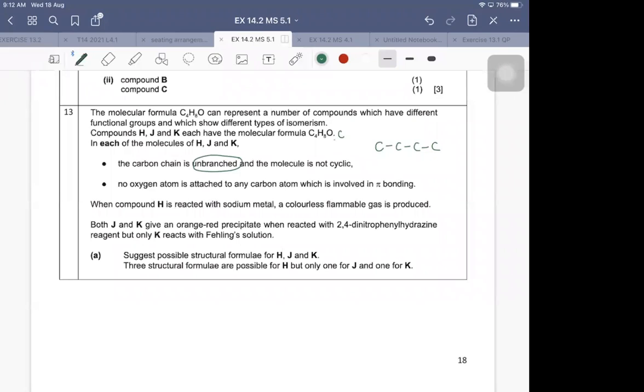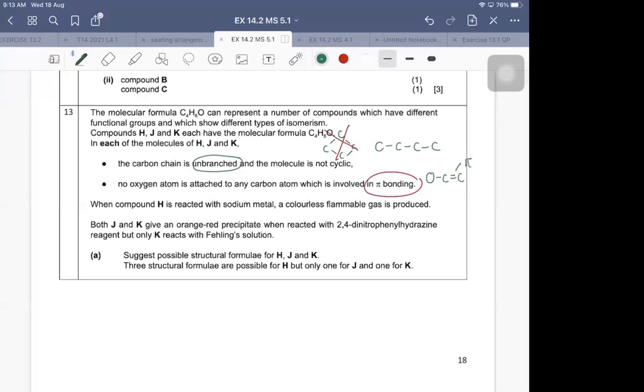This is a cyclic molecule, and it's not that. No oxygen atom is attached to any carbon atom which is involved in pi bonding. So that means you do not have an oxygen next to a carbon with a double bond. So that means you don't have this. No oxygen atom is attached to any carbon which is involved in pi bonding. This is your pi bond.